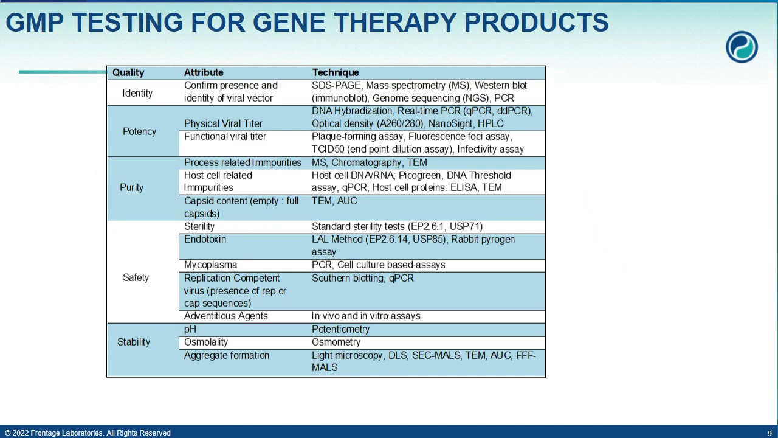GMP testing for AAV gene therapy products includes the identity, the potency, the purity, and the safety and stability program. For each quality attribute, there are different techniques that can be utilized to fulfill the purpose. Like SDS-PAGE, MS, and Western blot can be used to identify the vector.